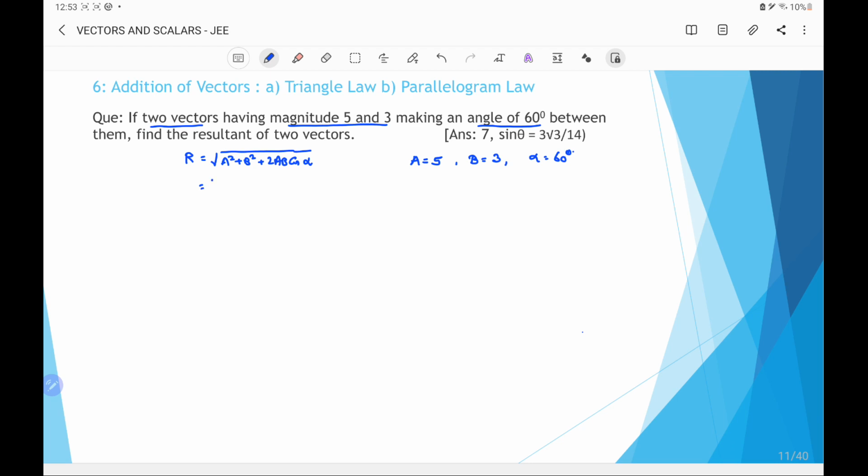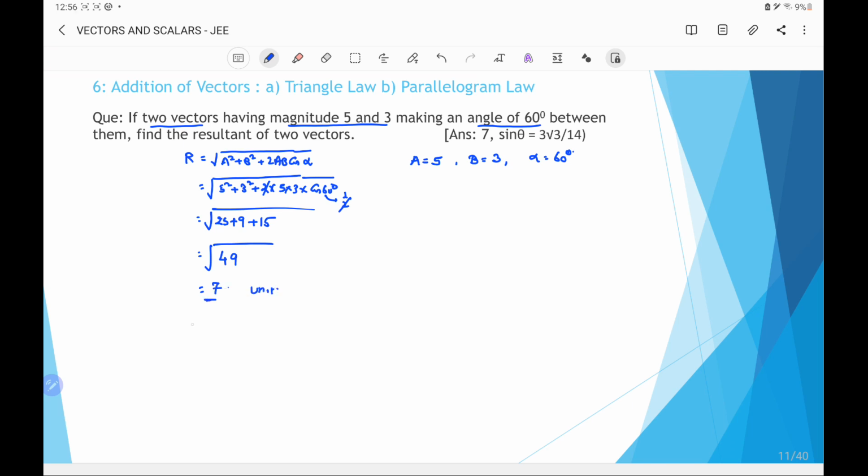So substituting the values here, we will have 5 square plus 3 square plus 2 into 5 into 3 into cos of 60 degree. That is equal to square root of 25 plus 9 plus, here this cos 60 is 1 by 2 and this 2 and 2 get cancelled, that is 15, and it is equal to 49 if we add, and it is equal to 7 unit.